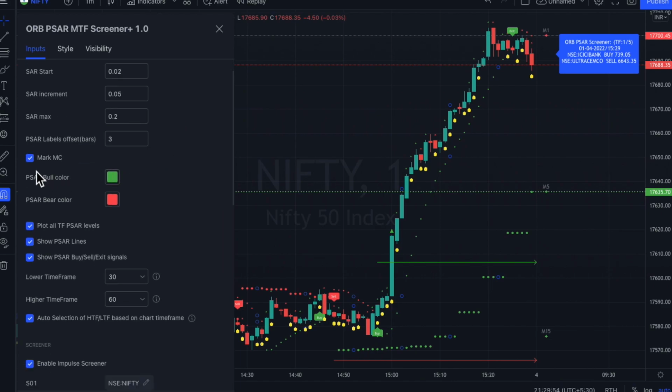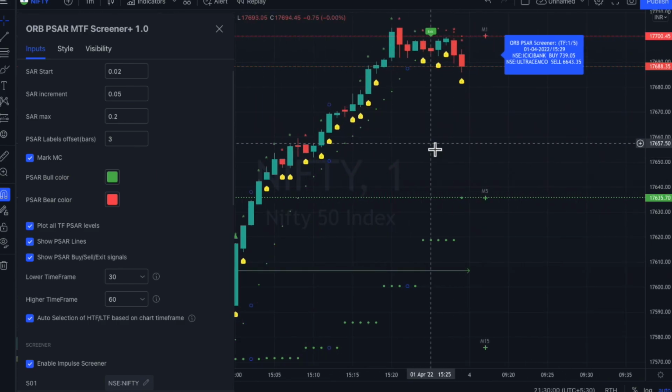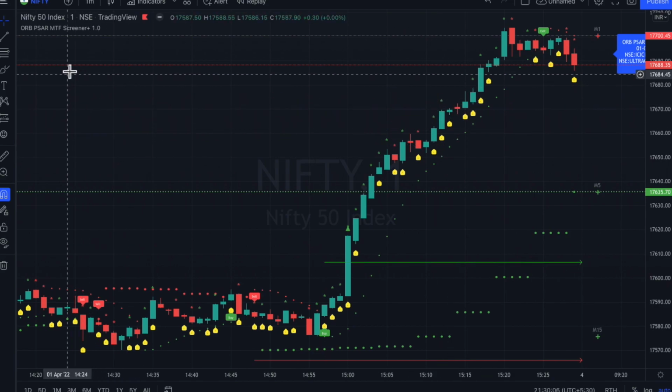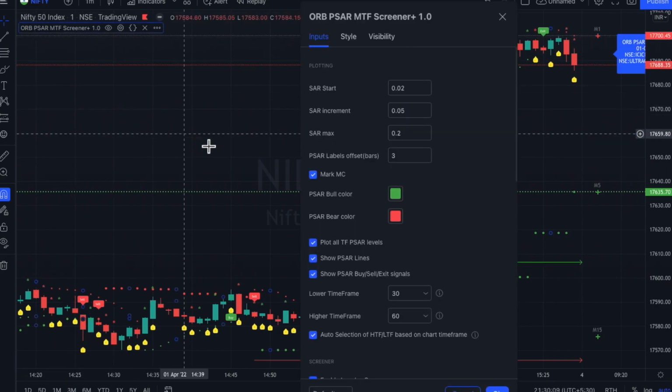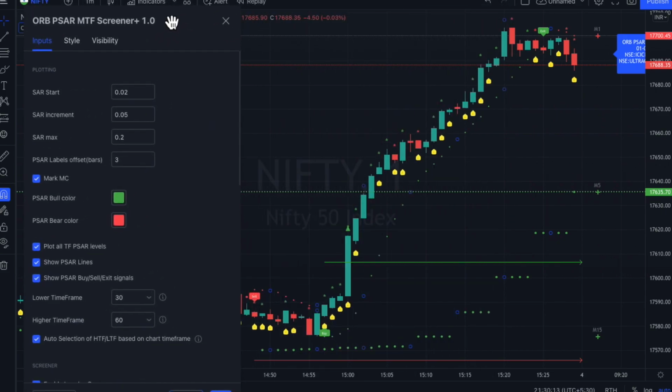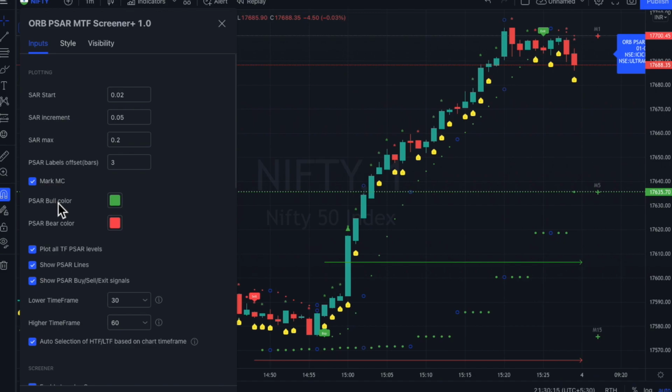Then we have a feature where we are also marking the strength candle, the momentum candles. As you see, the momentum candles are here marked, and the green star and the red star here. These can be marked or unmarked using this particular option here, which is the mark MC option. Then of course you can choose the PSAR bool color and the back color.